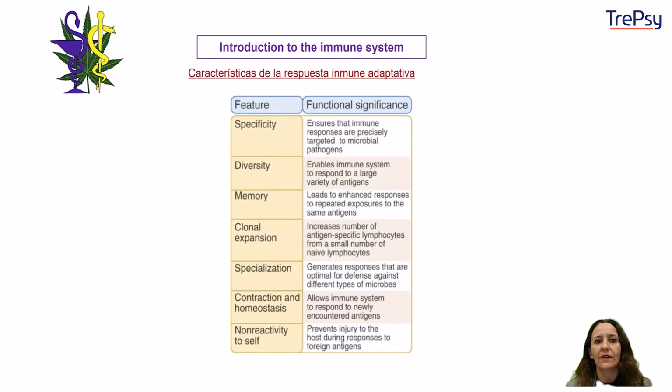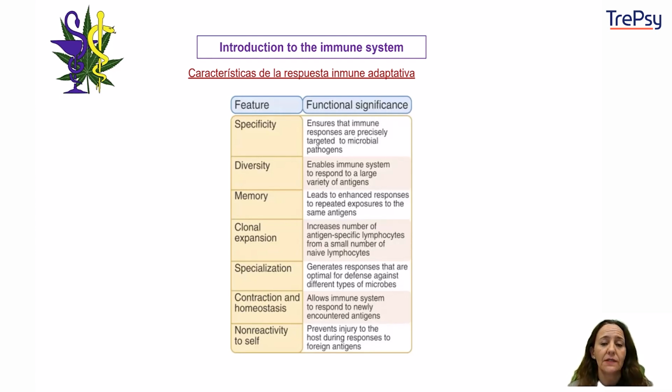So what are the characteristics of the adaptive immune response? Well, the main features are represented in this table. We can see that this adaptive response is specific, so we ensure that the immune responses are precisely targeted to microbial pathogens. This adaptive immune response is diverse, so this ability enables the immune system to respond to a large variety of antigens.